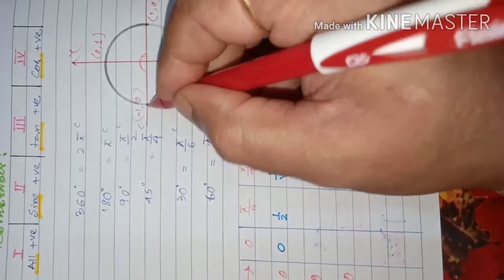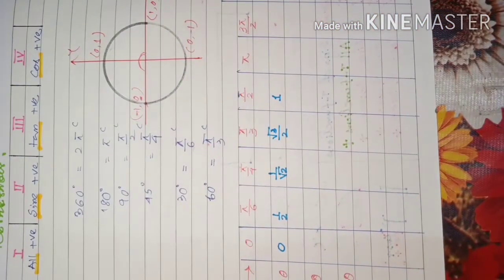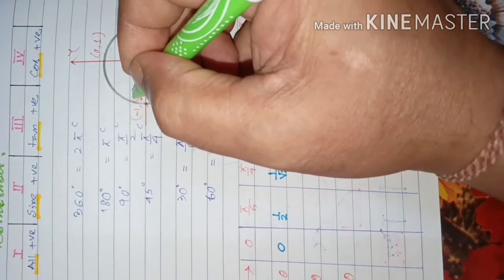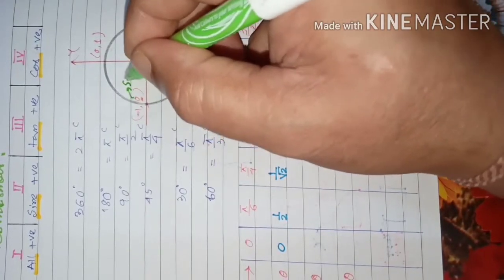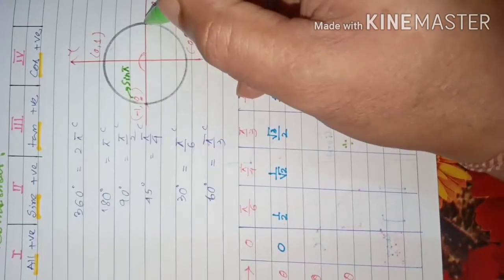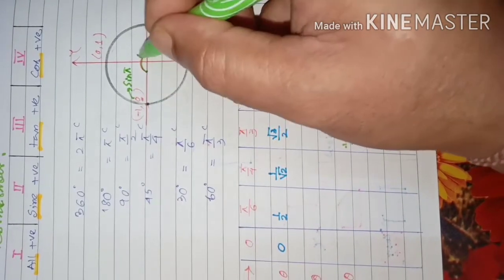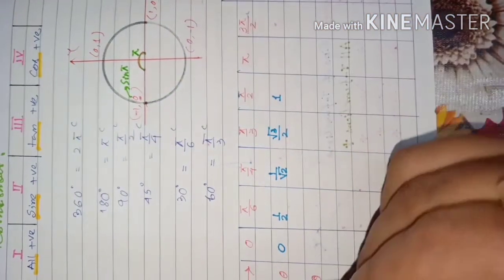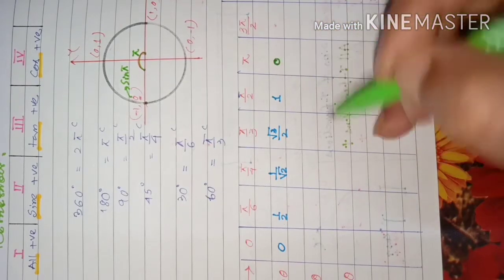What is the value of sine here? 0. Because the second coordinate, that is the ordinate, represents the sine, and that's why this is 0. That means this is the value of sine pi, because the angle subtended by this arc at the center is pi. So sine pi will be equal to 0. Then we will have to write like this: sine pi is equal to 0.